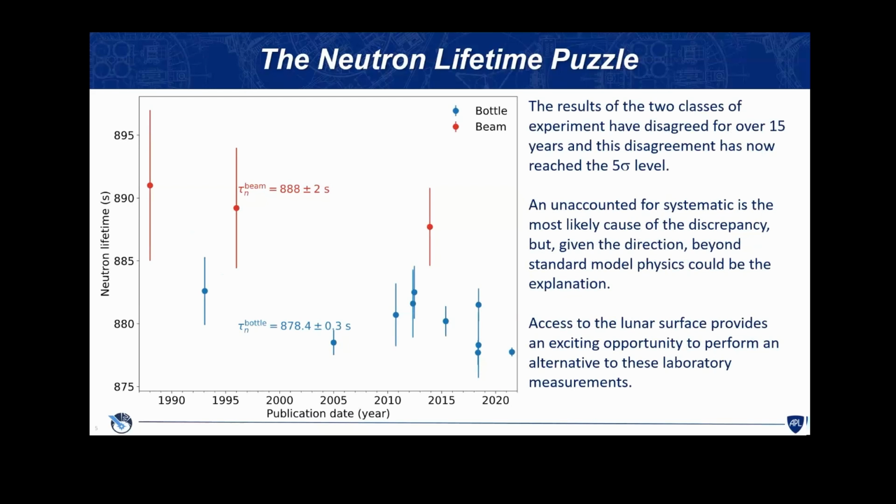So what's needed here, we suggest, is a third measurement technique with completely independent systematics that could break the existing stalemate. And what we're proposing is that technique could make use of planetary neutrons with a landed lunar detector. So if you go to the next slide.